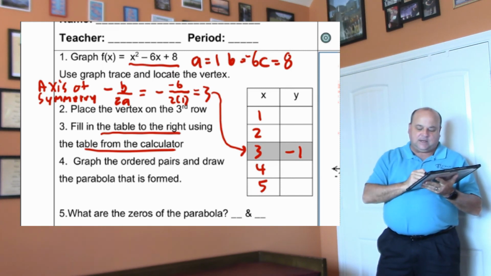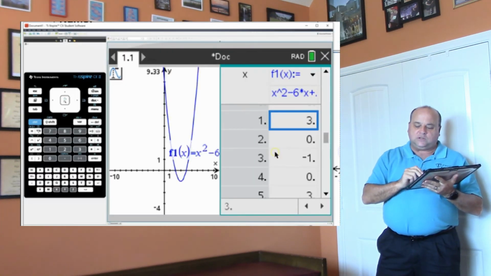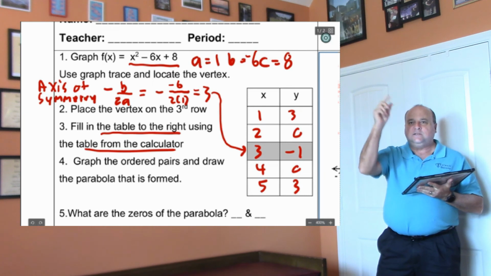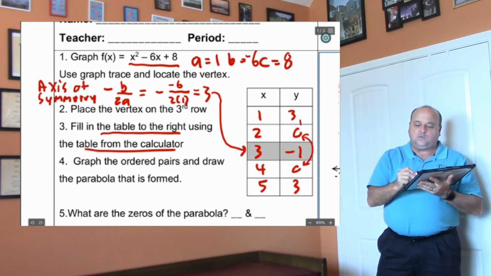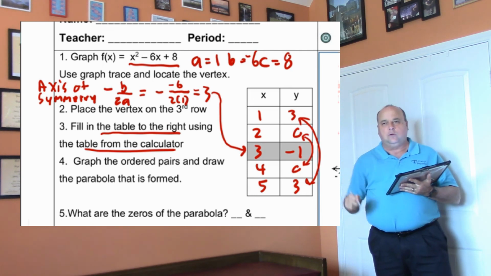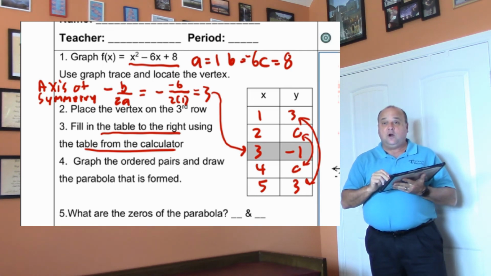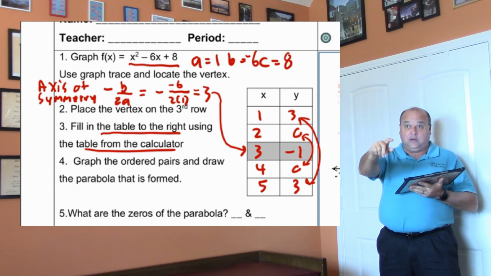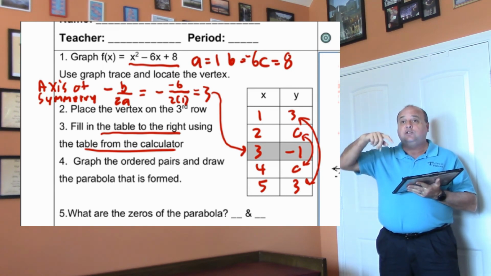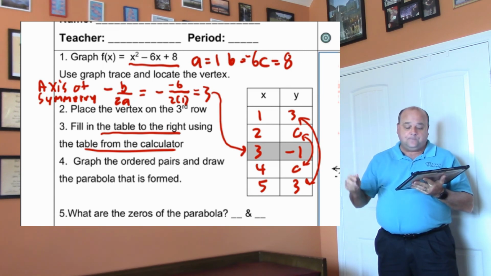Now let's fill in the table. The y-values are 3, 0, -1, 0, 3, right? 3, 0, -1, 0, 3. Something to always remember, these will always be the same. It is symmetrical. If the vertex is an integer, it's going to be symmetrical. If it's a fraction, it won't always be the same.